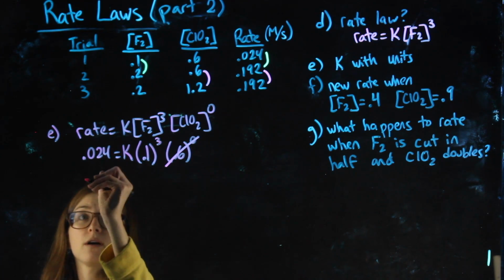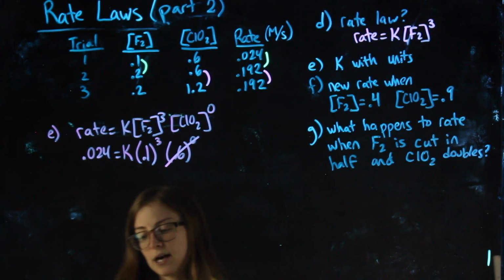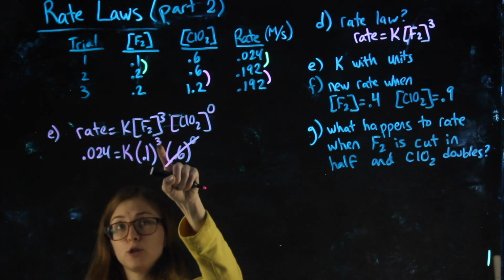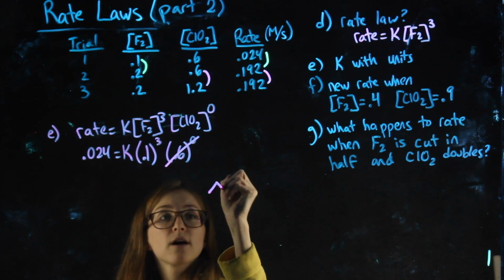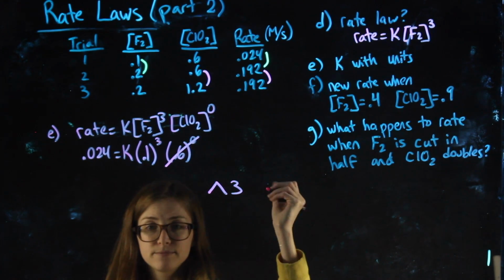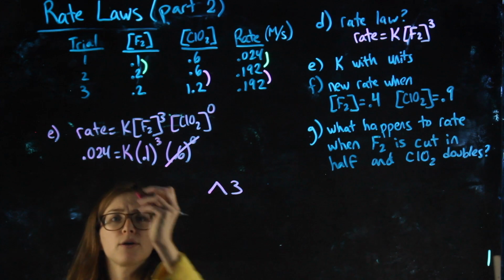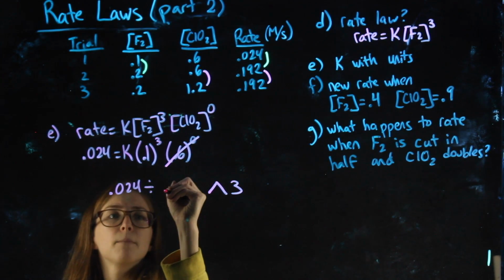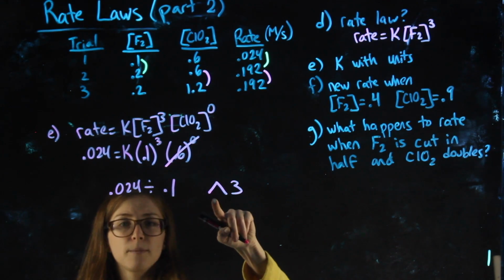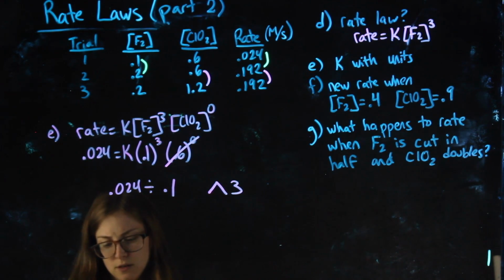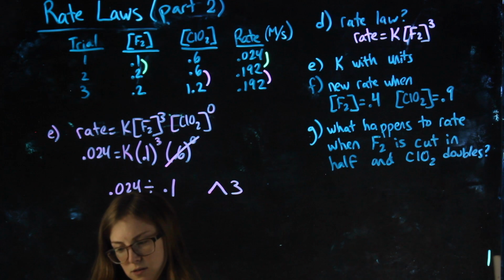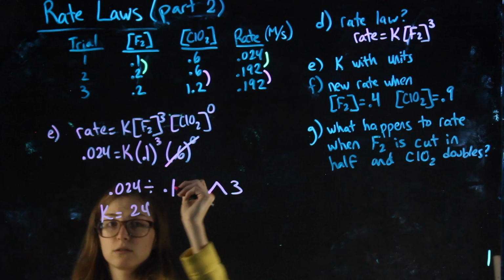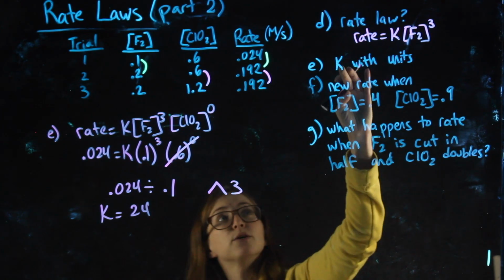So 0.024 divided by 0.1 cubed is how I type it. If you're not sure how to do cubed in your calculator, you're looking for that button and then a 3. So what I'm typing in my calculator will look like 0.024 divided by 0.1 up caret 3. And I get that k equals 24. That's my value of k.